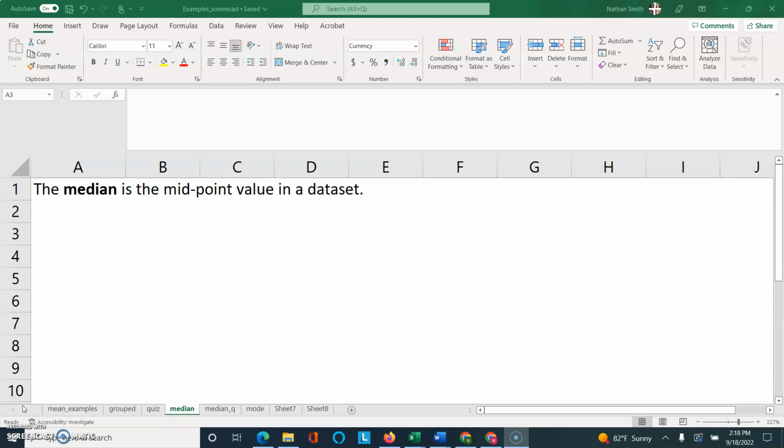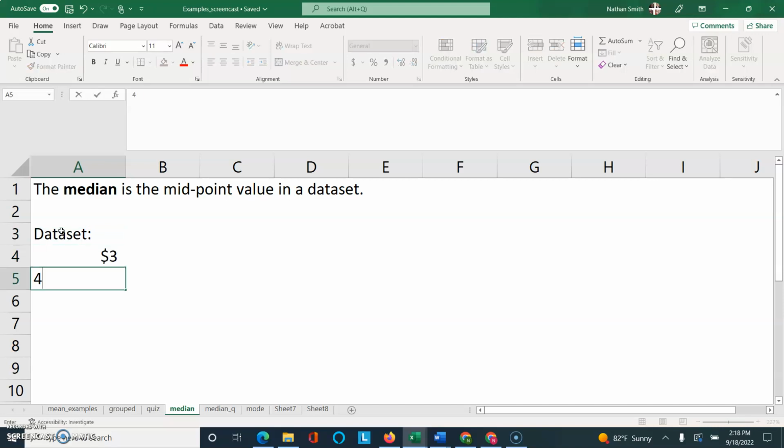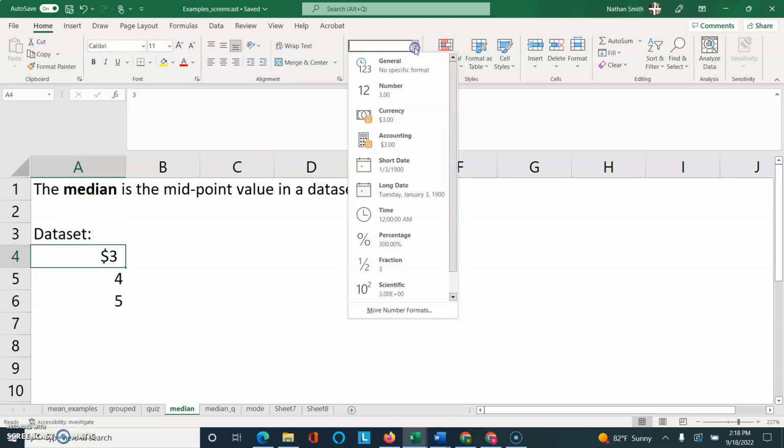The median is simply the midpoint value of a data set. So again, let's learn by looking at a very simple data set. How about a data set with three data points, and the values are 3, 4, 5. Let me just take off that formatting.